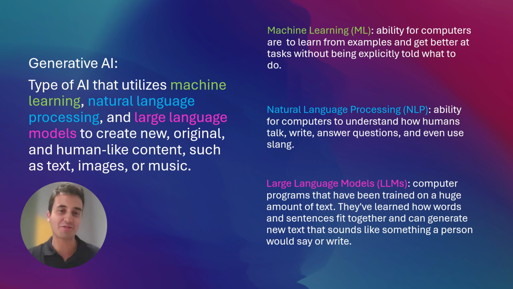So now that we've gone over all these AI terms, let's go through the generative AI definition one more time. Generative AI is a type of AI that utilizes machine learning, so it trains itself by examples, natural language processing, it interprets things like a human would, and large language models. It has a lot of access to data to choose from to create new, original, and human-like content, such as text, ChatGPT or Bing Chat, images like DALL-E, or even music.